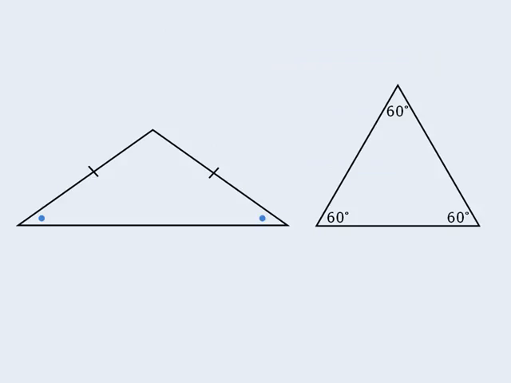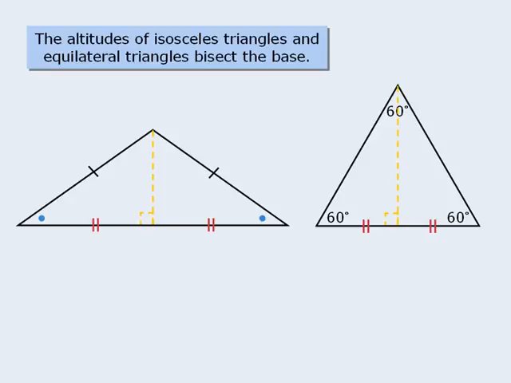Now, before we end this session, I want to examine one last feature of isosceles triangles and equilateral triangles. First, the isosceles triangle. If we begin where the two equal sides intersect and draw a perpendicular line to the opposite side, then the perpendicular line will split the opposite side into two equal lengths. If we do the same thing with an equilateral triangle, the perpendicular line will split the opposite side into two equal lengths as well. Since these two perpendicular lines are the altitudes of the two triangles, we can say that the altitudes of isosceles triangles and equilateral triangles always bisect the base.